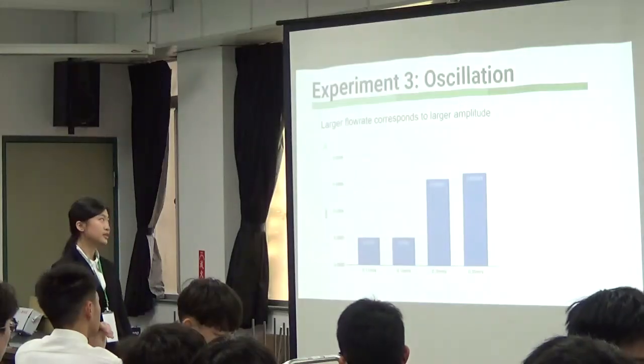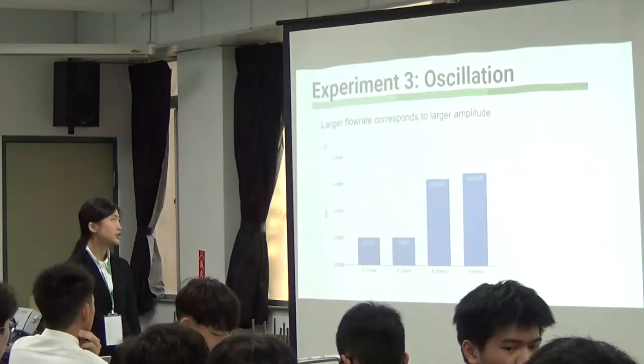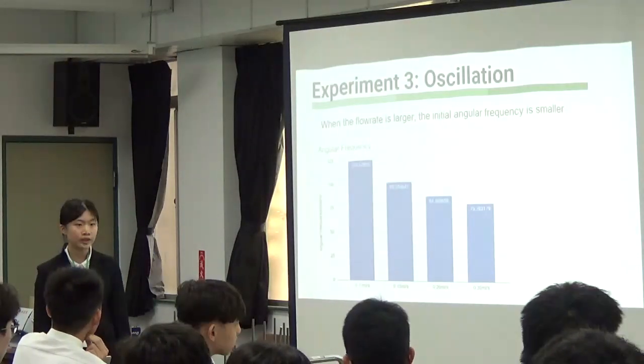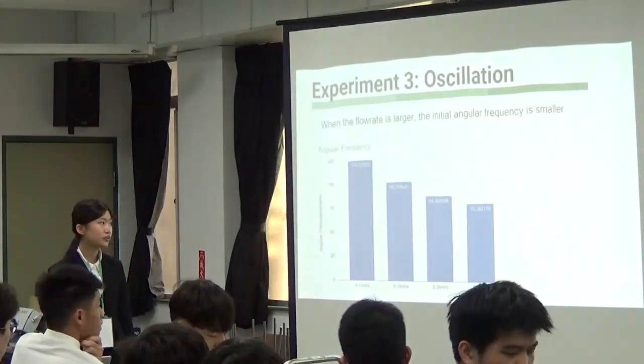So by using the data, we observe that larger flow rate corresponds to larger amplitude. Also, when the flow rate is larger, the initial angular frequency is smaller.